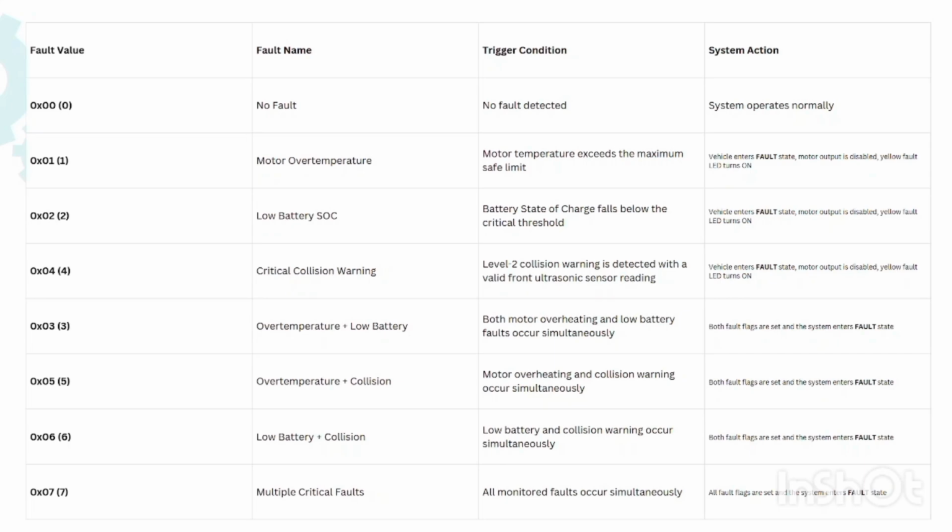Then we have the system fault matrix table. The fault matrix maps specific system failures to an 8-bit register. It includes flags for motor over temperature, low battery SOC, and collision emergency. The state machine handles compound faults up to 0x07, cutting off the power chain when a fault flag is tripped.